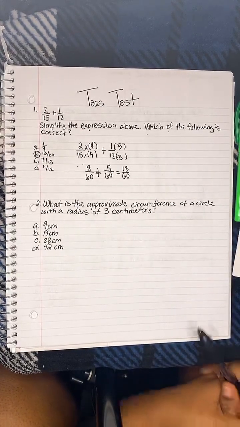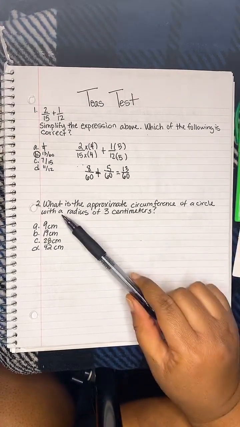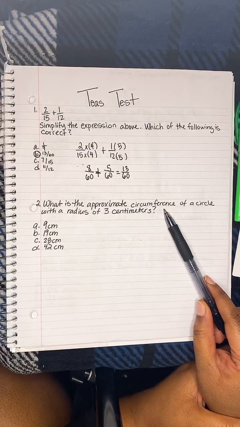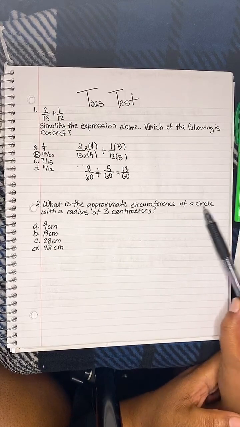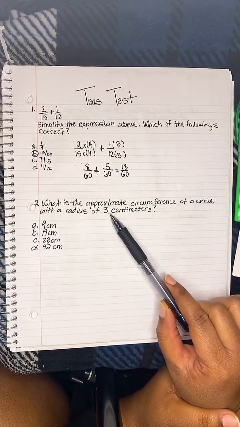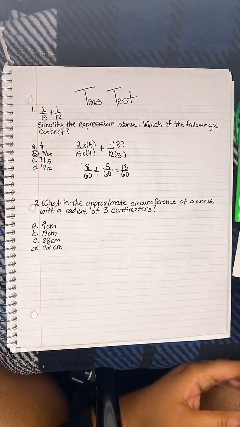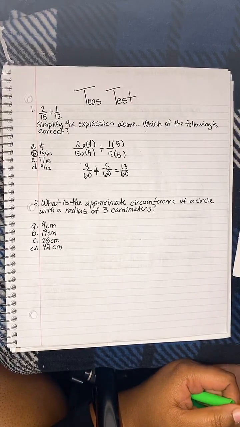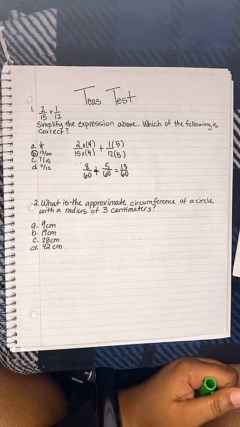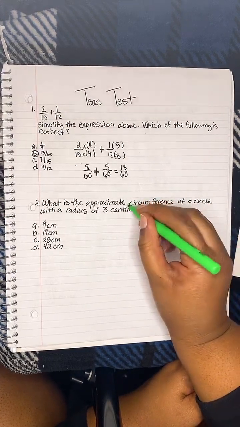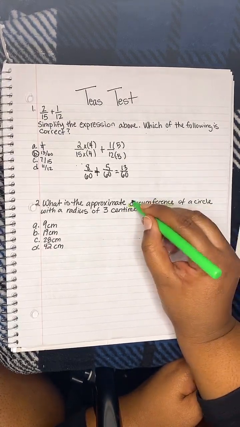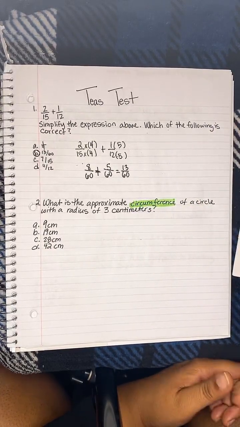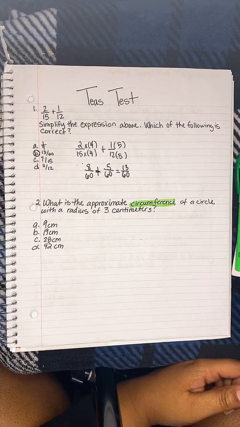All right, so let's look at number 2. What is the approximate circumference, okay, my geometry people, of a circle with a radius of 3 centimeters? This word right here. Ooh, D-Rock said multiply by pi. Okay, so circumference. Can somebody tell me what the circumference formula is? What is the circumference formula?